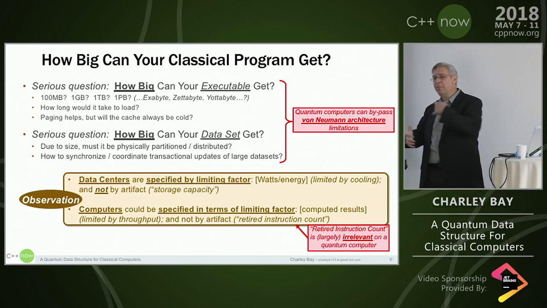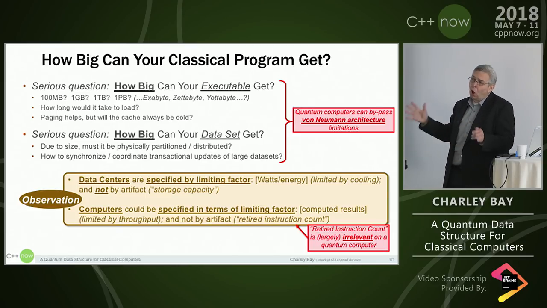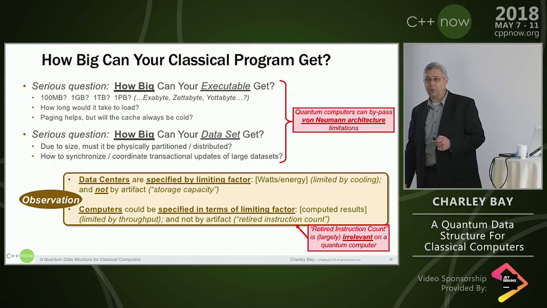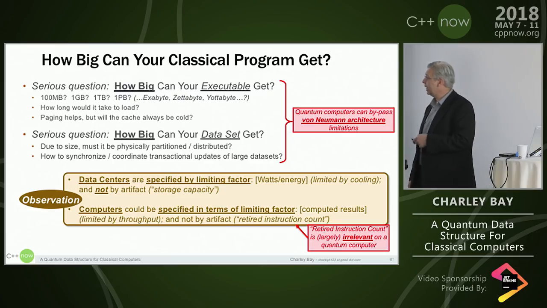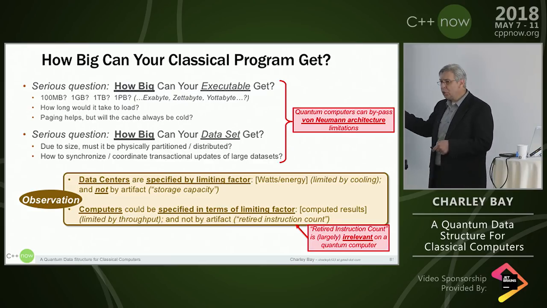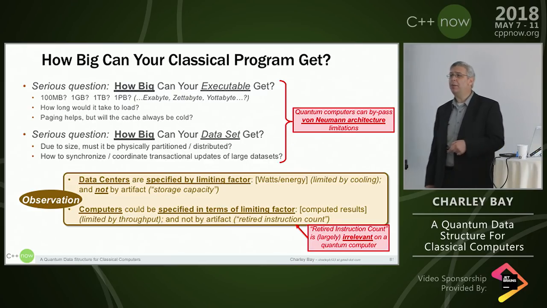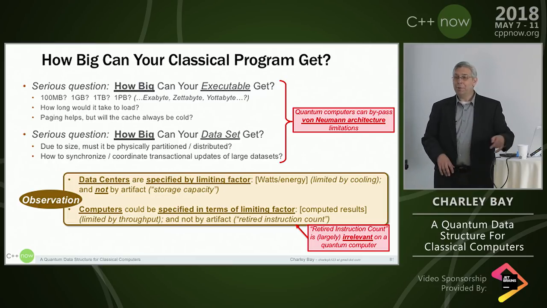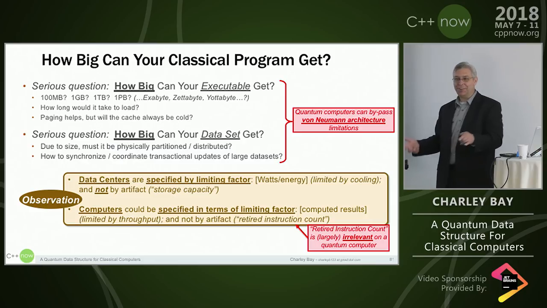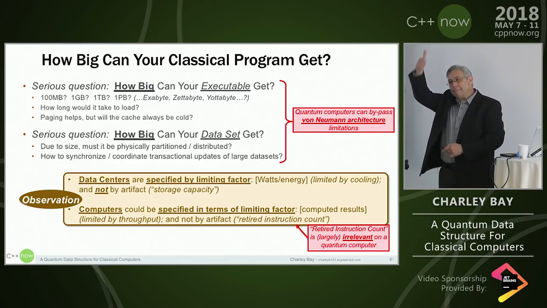So we now have a strategy, a way to start talking about really big scale stuff. And this is why there's so much commercial and state actor interest in it. And retired instruction count is largely irrelevant. Our strategies are totally different when you do quantum software on quantum hardware. But quantum software on classical hardware is easy. Well, easy. Your computational density inside the data structure goes way high.